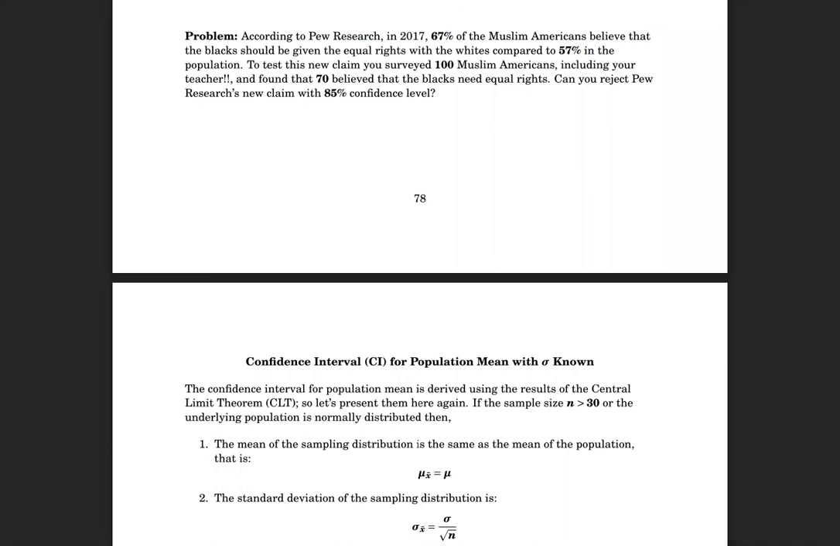Okay, so 67% of Muslim Americans believe that blacks should be given equal rights with whites, right? So to test this new claim, you surveyed 100 Muslim Americans, including your teacher. I'm just kidding on this one. And found that 70 believed that blacks need to have equal rights, right? Can you reject Pew Research's claim with 85% confidence level?